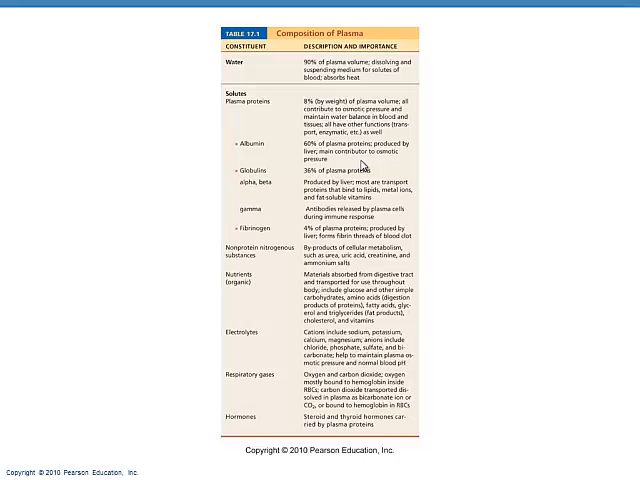Globulins, gamma globulins, these we're going to talk about when we talk about the immune system. Do you have to memorize the proteins that are in plasma? Yep. You don't have to memorize the specifics, but you should know that these are all in plasma.